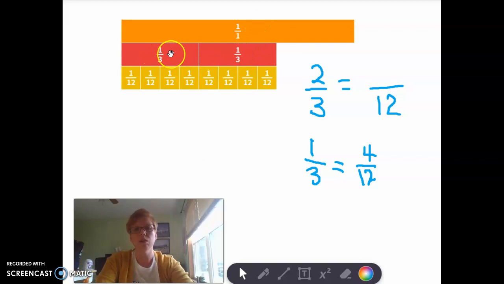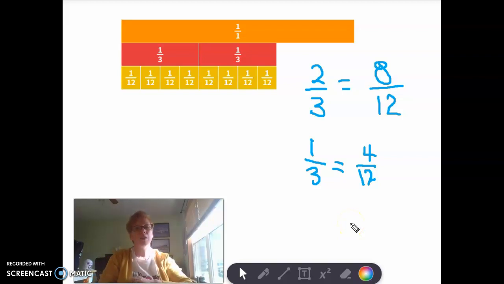So 2/3, we have 2/3 pieces up here. How many 12s do we have? Well, let's count them. 1, 2, 3, 4, 5, 6, 7, 8. 2/3 is equivalent to 8/12. Sorry, my drawer is not working very well. It needs to wake up a bit. 2/3 is equivalent to 8/12.